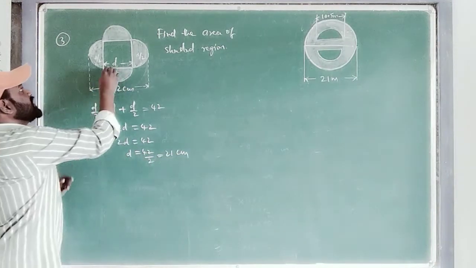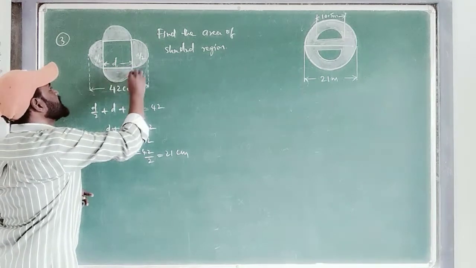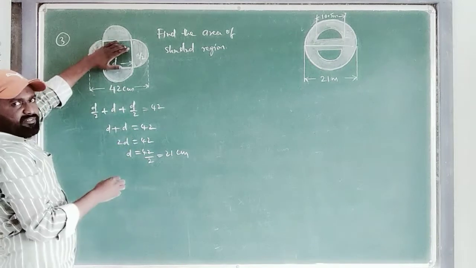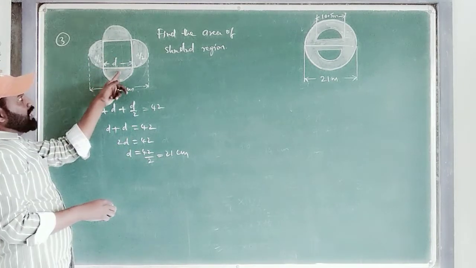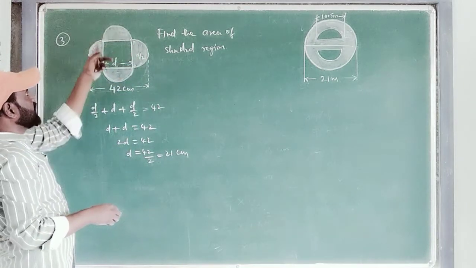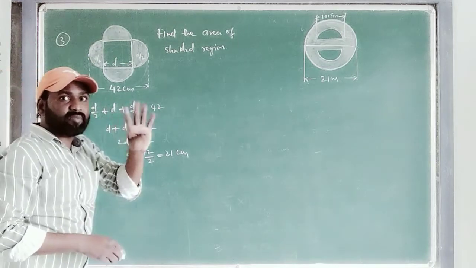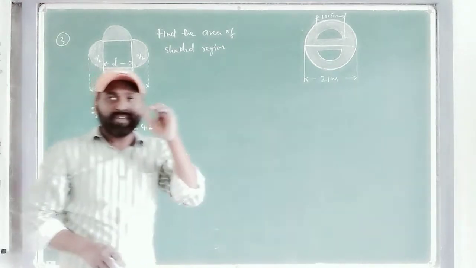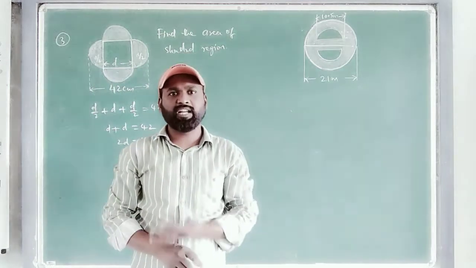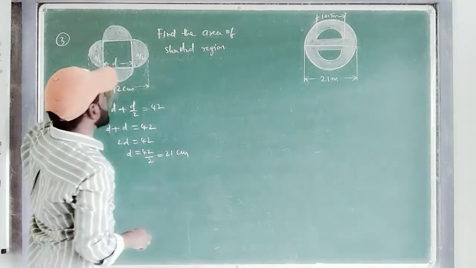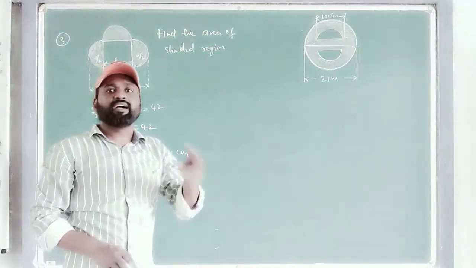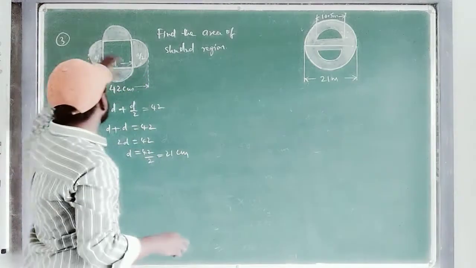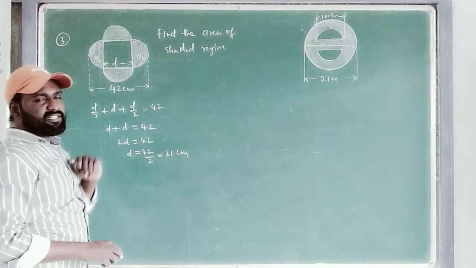What is D? This is the diameter of this semicircle. Half of the circle on this one. If I make it complete, one full circle will come. So this is a semicircle. This is one semicircle. This is one semicircle. This is one semicircle. Total 4 semicircles are there. Semicircle means exactly half of the circle. 4 semicircles will make 2 full circles, 2 full circles whose diameter is 21 centimeters.